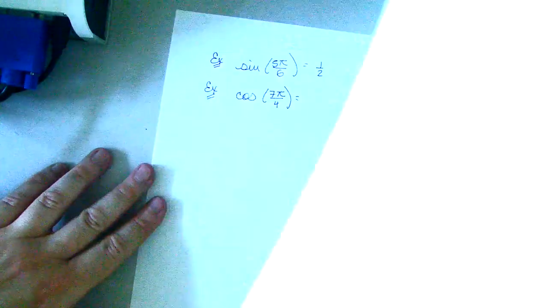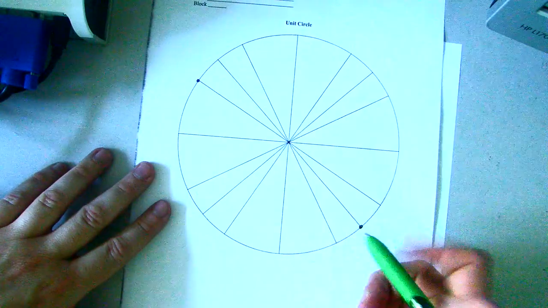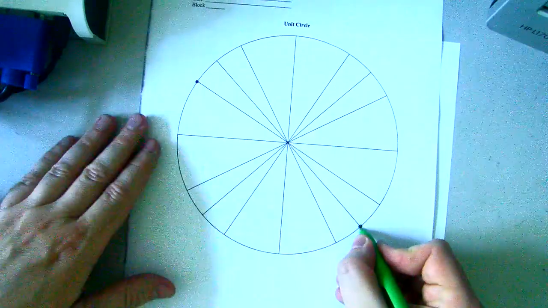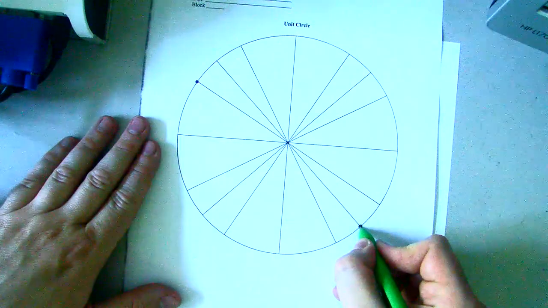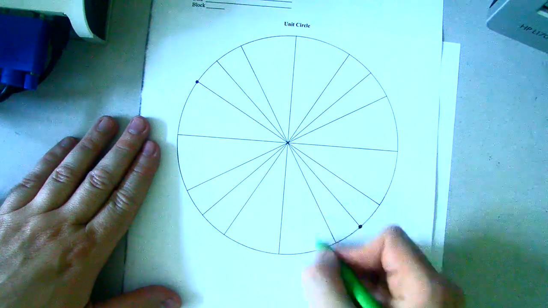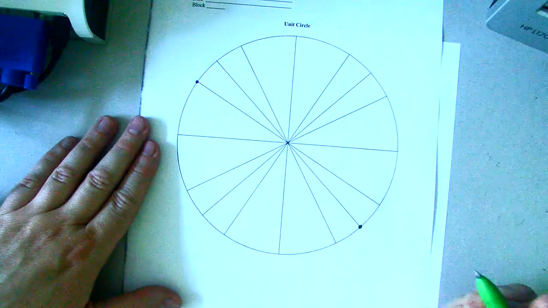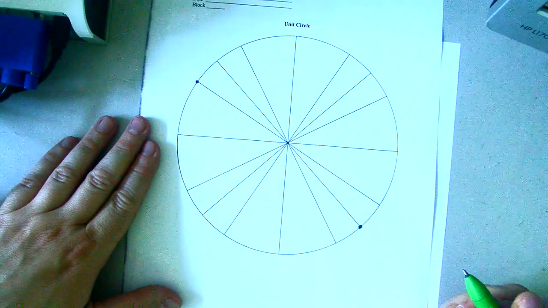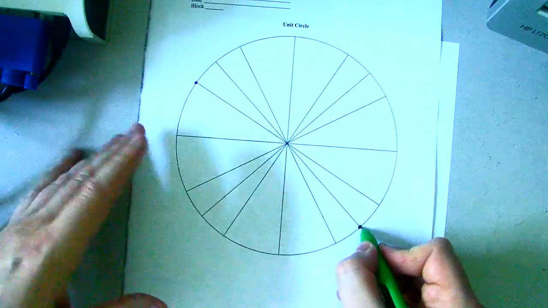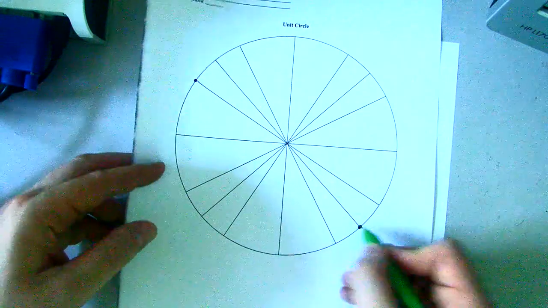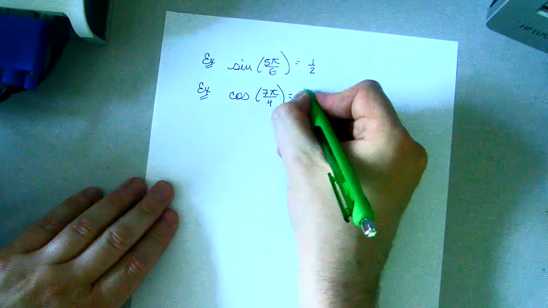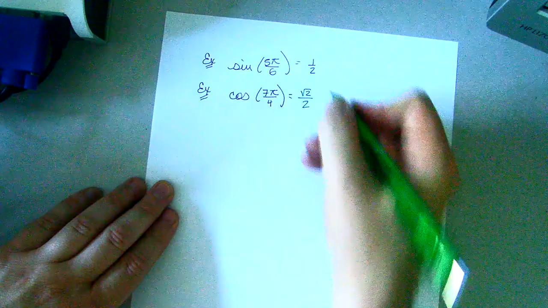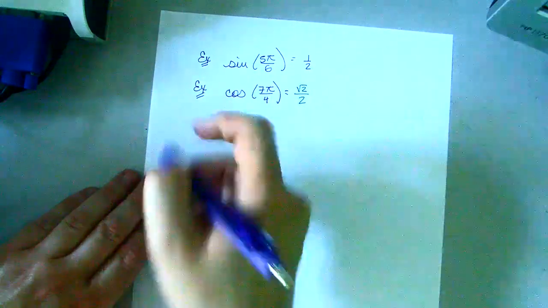Okay, I forgot what I was looking for. I was looking for the cosine of 7 pi over 4. Cosine is the x-coordinate. I need the x-coordinate of this point. My three options for angles in the middle of a quadrant are 1/2, root 2 over 2, and root 3 over 2. This is the one directly in the middle, so this needs to be root 2 over 2. The cosine of 7 pi over 4 is root 2 over 2.